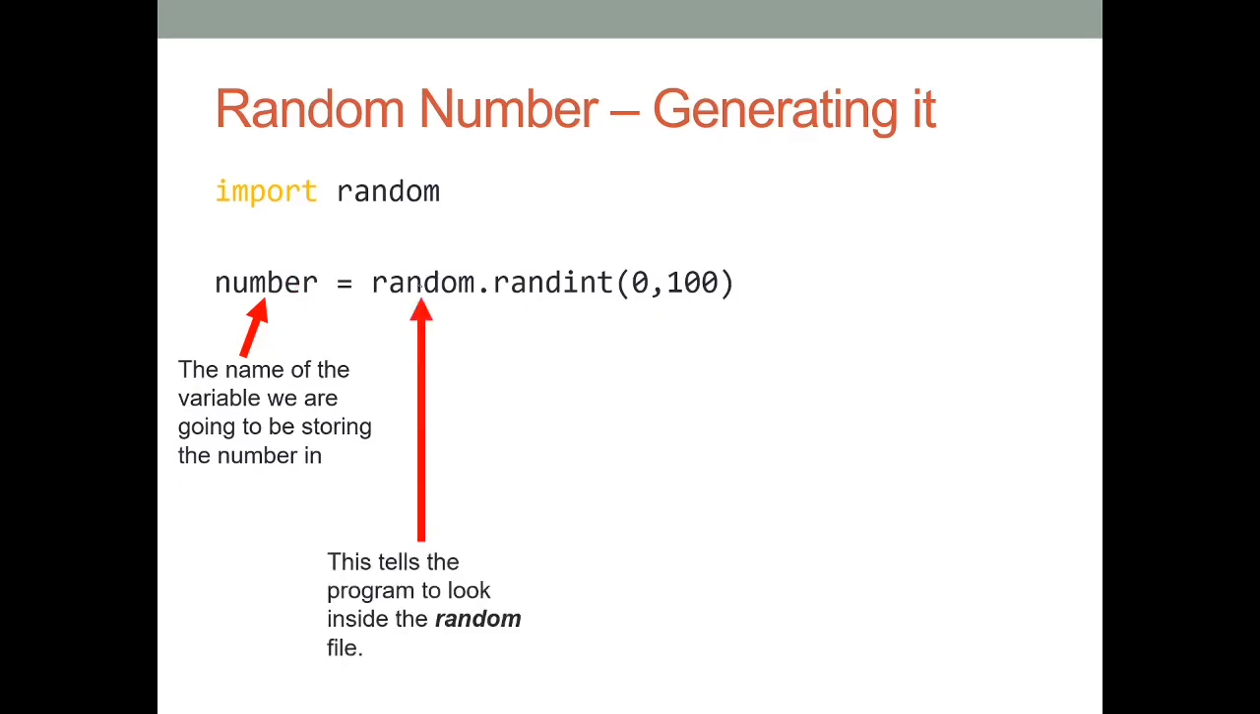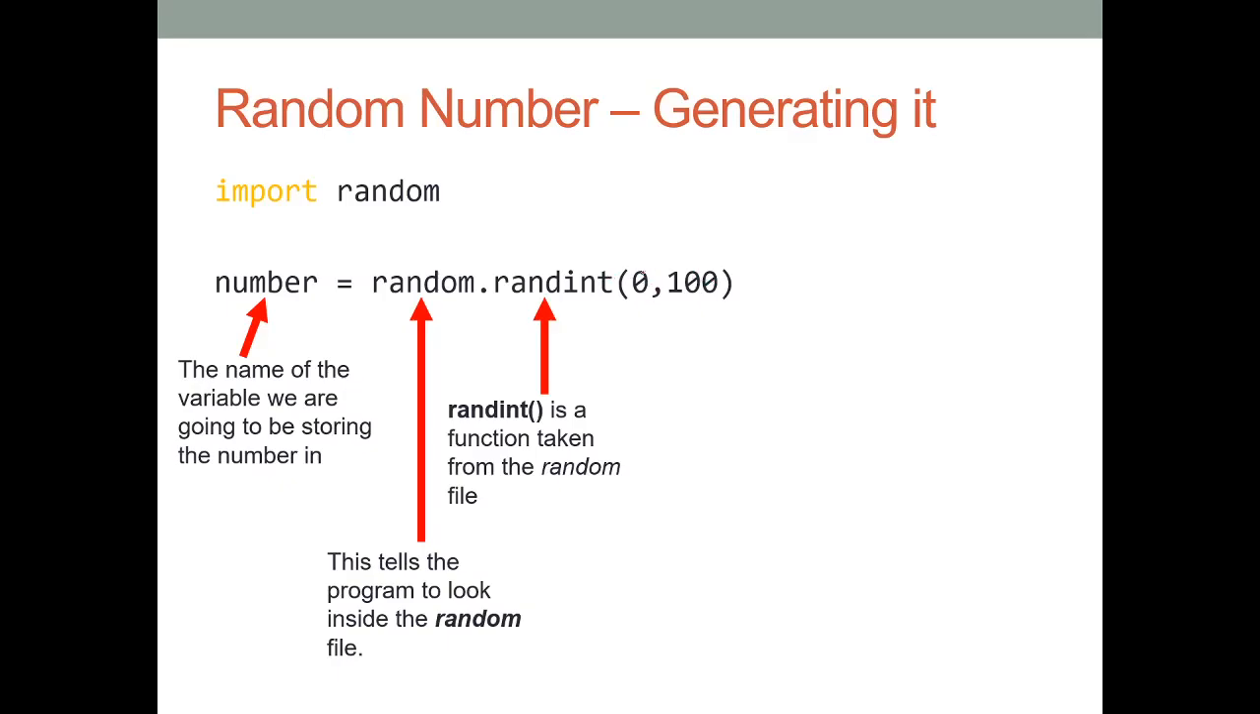This bit is saying look inside the random file. Look in here. You need this bit or it won't be able to find the next bit. This is the important bit. It's called randint, short for random integer. So an integer is a number. It's a random number. It's a function. That's just the name we use for the bits of code. And it's inside the random file. So right now we're saying make a new variable, look in the random file and find the randint function.